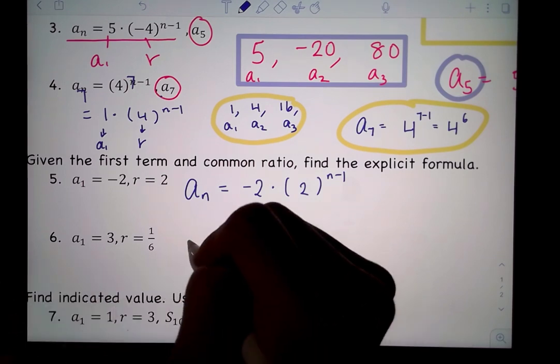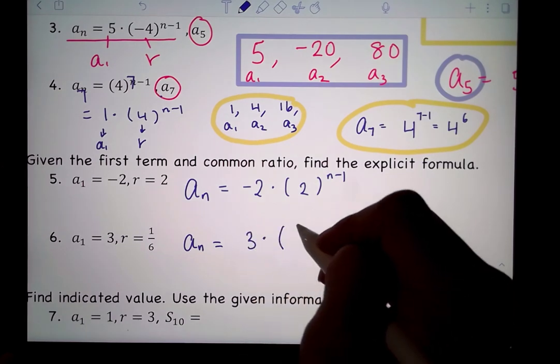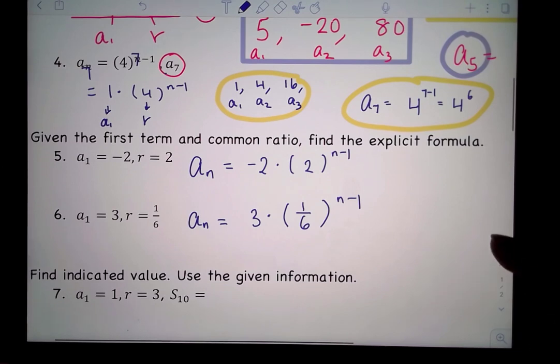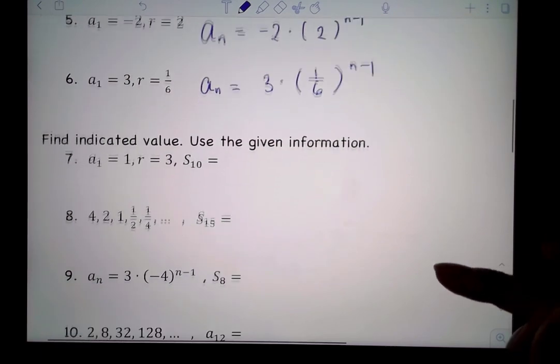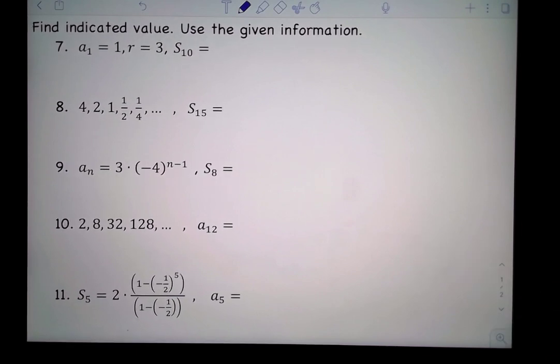And that one, An equals my first times my common ratio to the n-1, right? That's it. So I just want to check you know how to write the explicit formula or not. And you're supposed to know how to write the recursive form. Right? And last 5 problems. So find the indicated value. Use the given information. So you have different types of given information, and depending on what you have, we will find the answer in a different way.